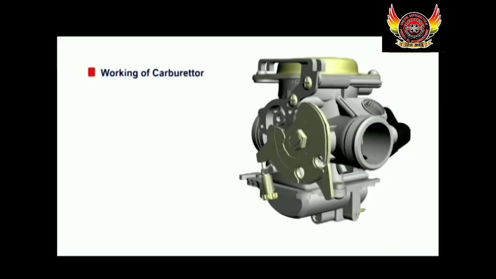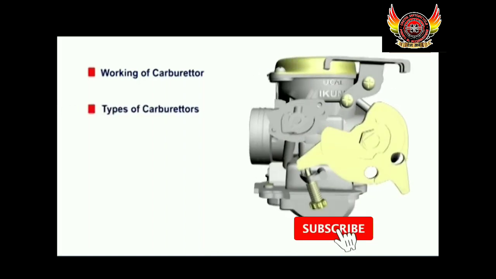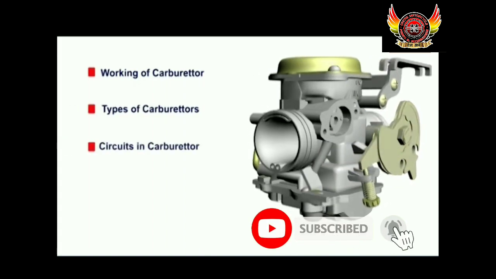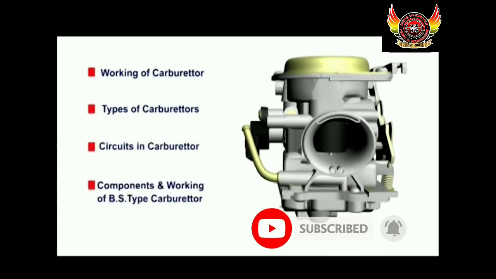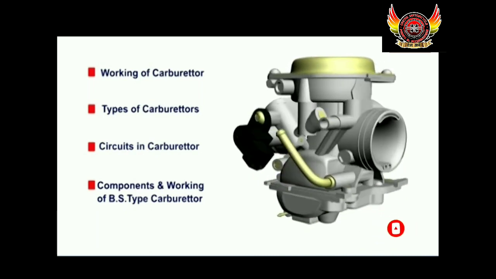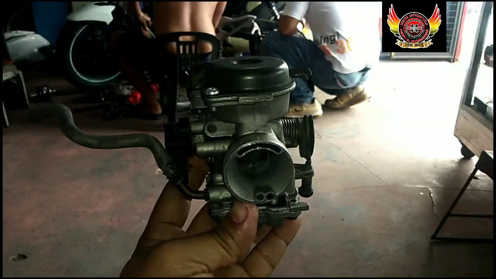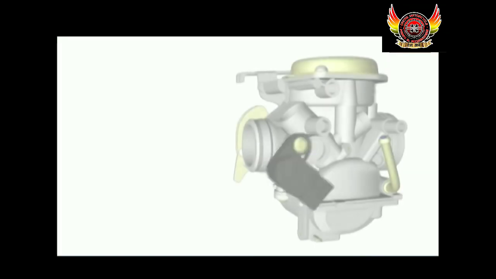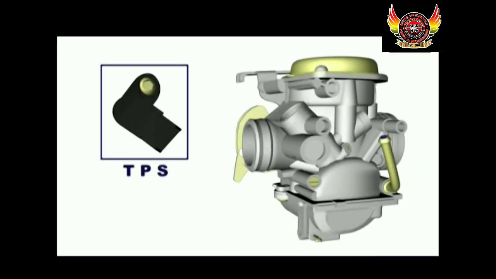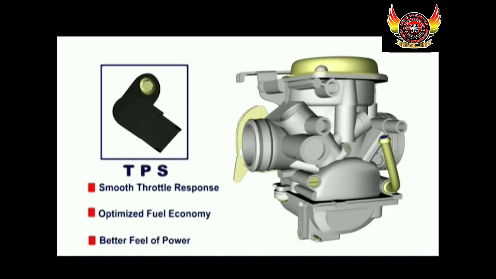About the working of a carburetor, types of carburetors, circuits in a carburetor, components and working of BS-type carburetors. TPS is used in BS carburetor to achieve smooth throttle response, optimized fuel economy, and better feel of power.